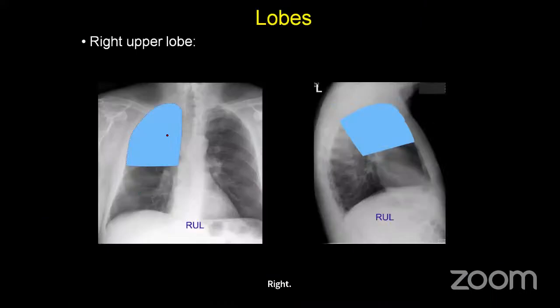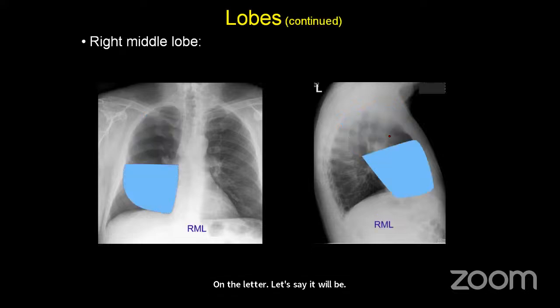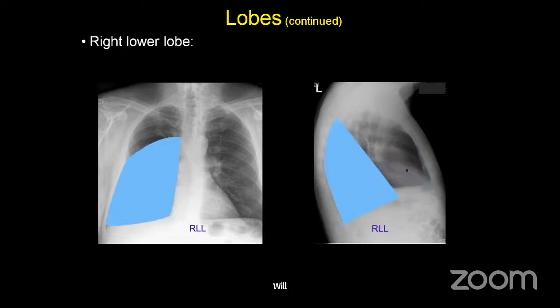So the lungs, as you all know, on the right side, we have 3 lobes, the upper lobe. On a plain X-ray, the right upper lobe will be the shadow, the blue shaded area. On the lateral X-ray, it will be occupying this area. The middle lobe will be occupying this area on the right PA, and on the lateral X-ray this. And on the lateral X-ray, the right lower lobe will be going right from down to up.